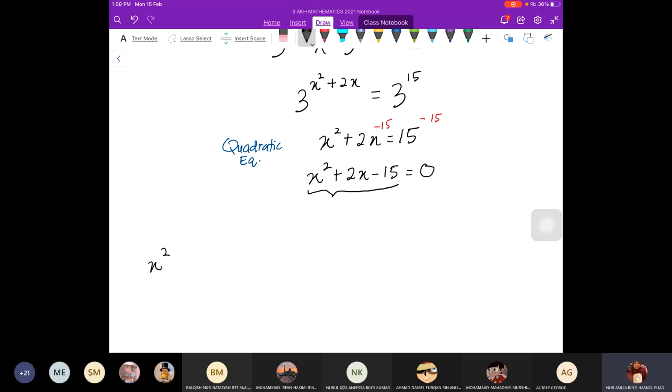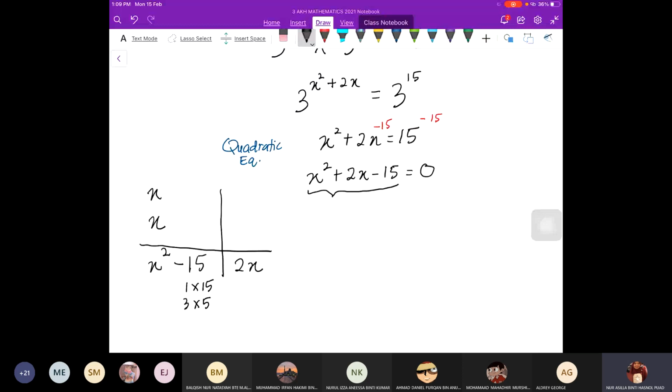So, x square minus 15. So, buat ni kotak 2x. So, x times x, x times x, square. And then 15. Kita punya factors of 15 adalah 1 times 15, 3 times 5.